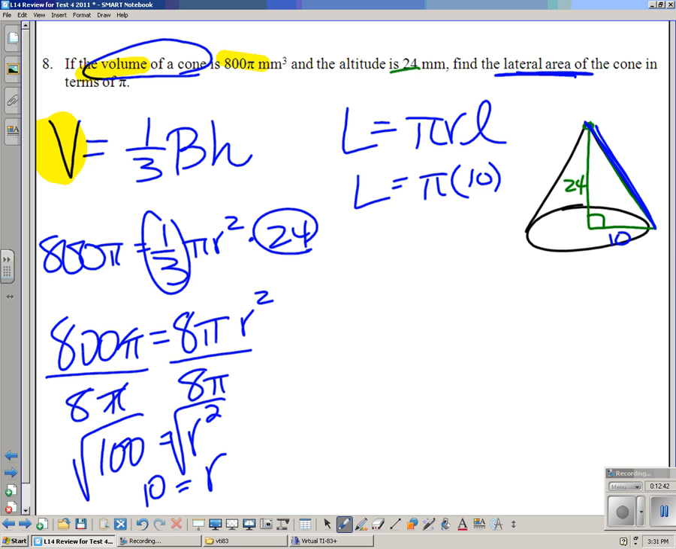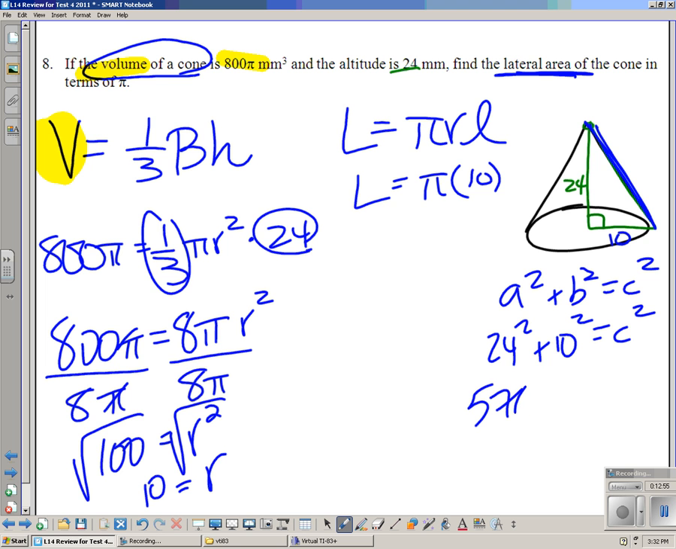We need to use the Pythagorean theorem to find the slant height. So a squared plus b squared equals c squared. 24 squared plus 10 squared equals c squared. 24 squared is 576 plus 100, 10 squared, is c squared. 676 is c squared, taking the square root on both sides to get rid of the squared. C is 26. That is your slant height.